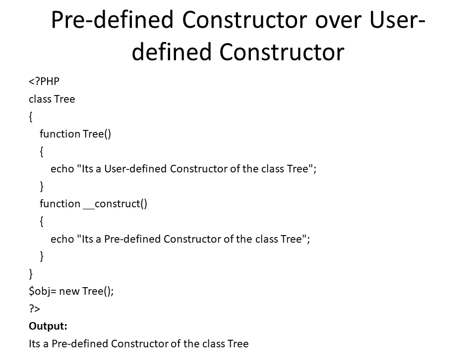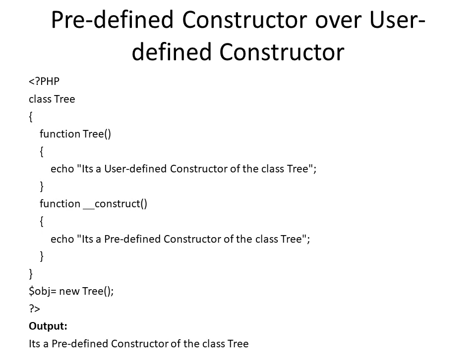So whenever you use a predefined as well as a user defined default constructor in your code, the predefined constructor overrides the user defined default constructor. See the example: there is a class tree and there is a function tree, which is nothing but a user defined default constructor, and there is another function construct, which is a predefined default constructor. Whenever I create an object, new tree, it will automatically call the construct function, that is the system defined predefined construct.